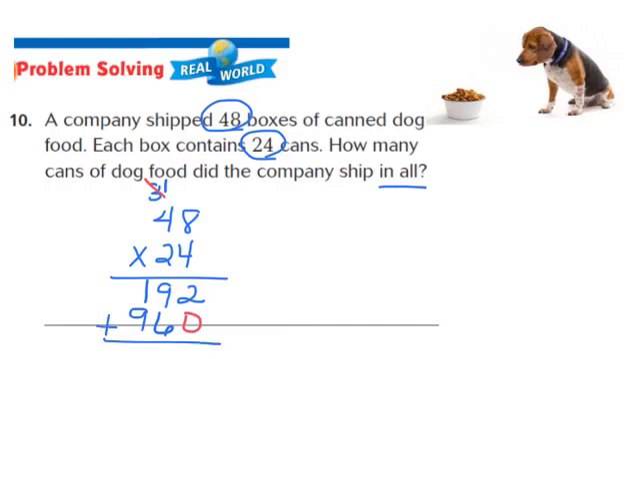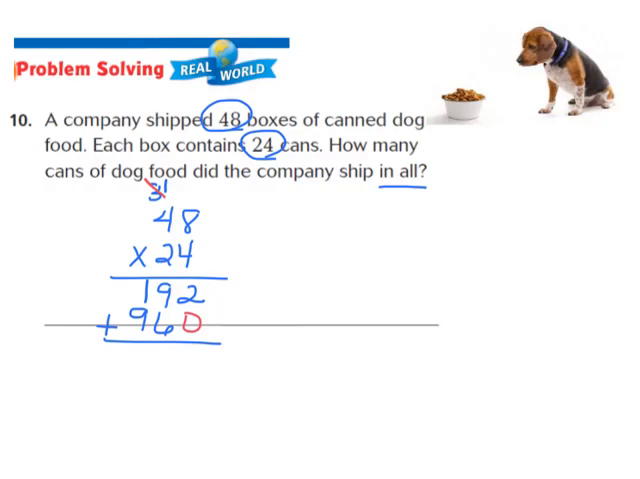Well, remember, when I look at my partial products, the first one is 192. That represents 48 being multiplied by the 4. My second partial product is 960. That represents 48 being multiplied by 20 because that 2 is in the tens place. So I'm going to add now my partial products.